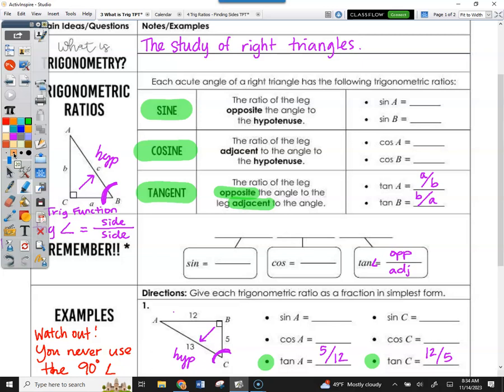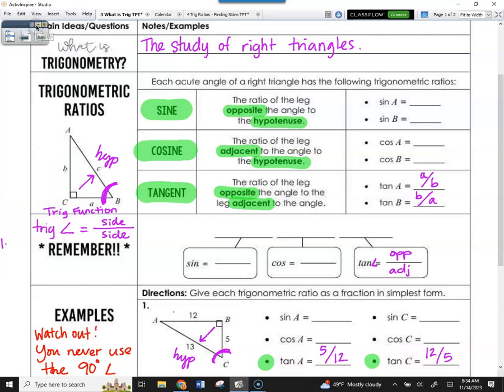The formulas for sine and cosine. Sine is opposite over hypotenuse, and cosine is adjacent over hypotenuse. Sine is opposite over hypotenuse. Cosine is adjacent over hypotenuse.